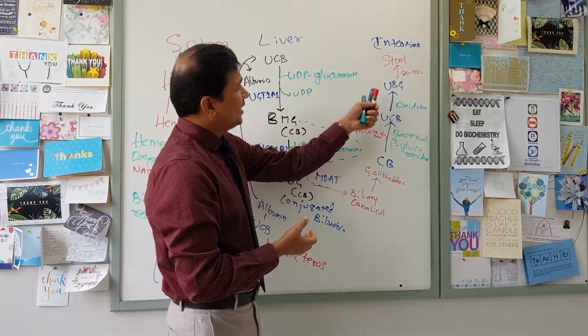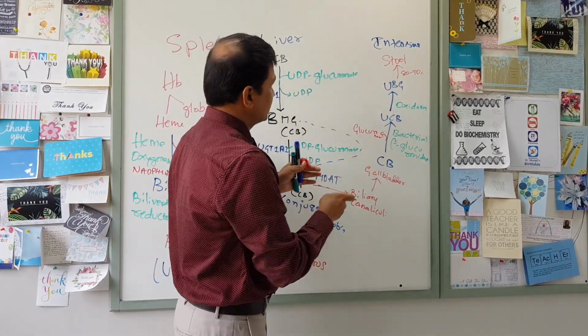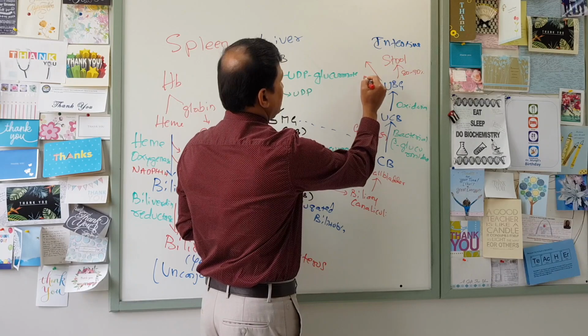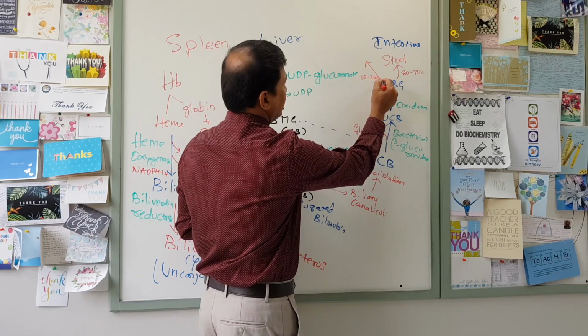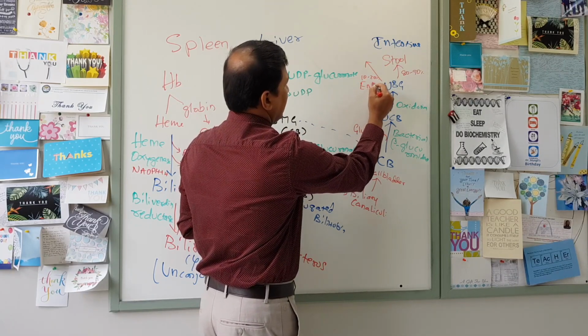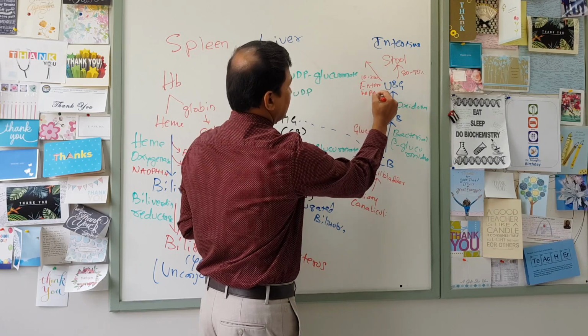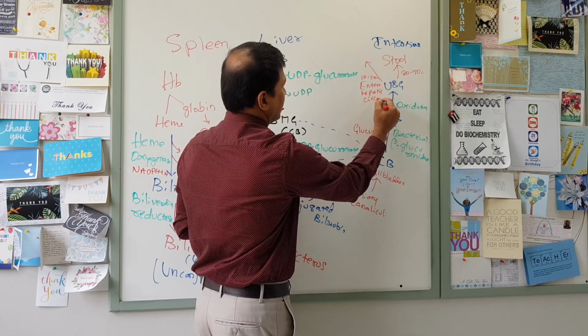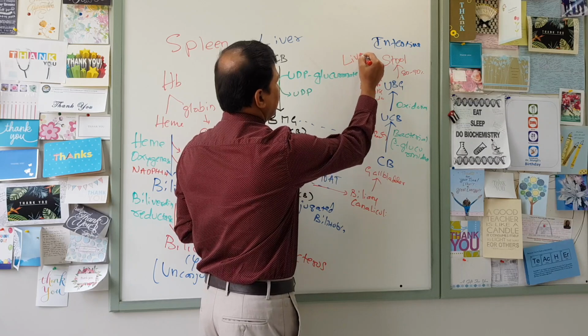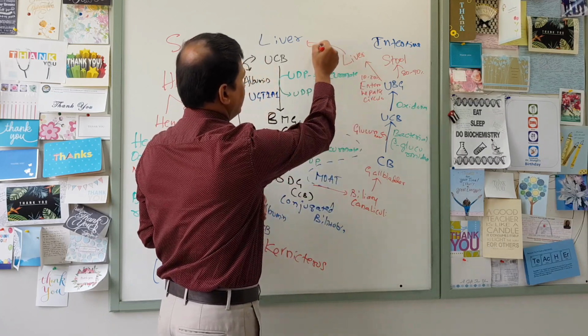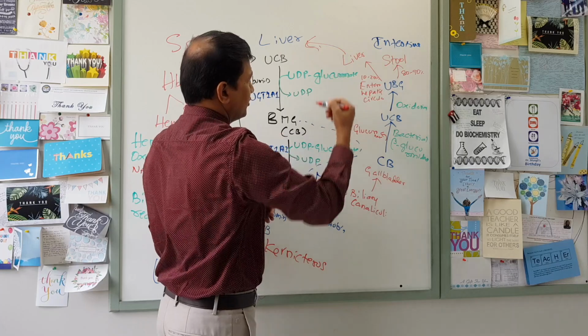Okay. Now 10 to 20% of this urobilinogen will get into enterohepatic circulation. 10 to 20% enters into enterohepatic circulation, so it will be going into the liver. It will be taken up by the liver. So liver is going to take that. So that's 10 to 20%.